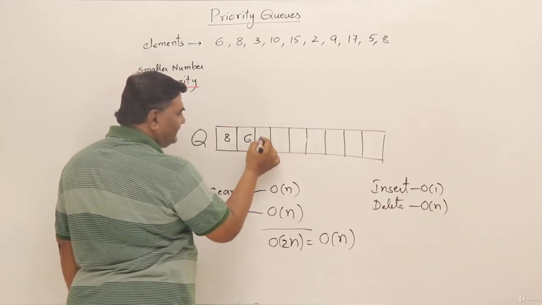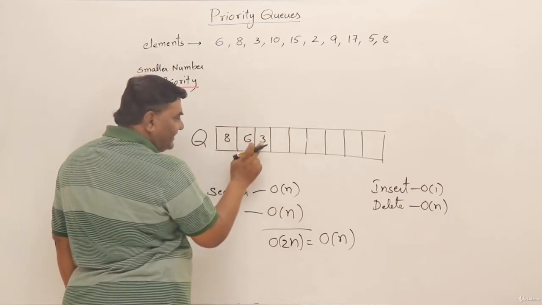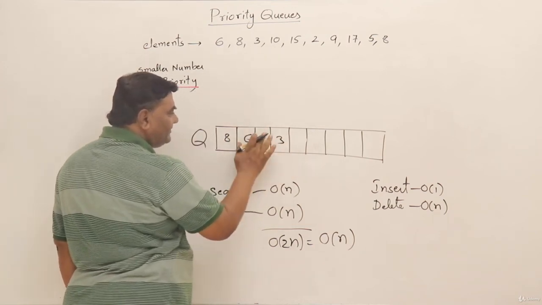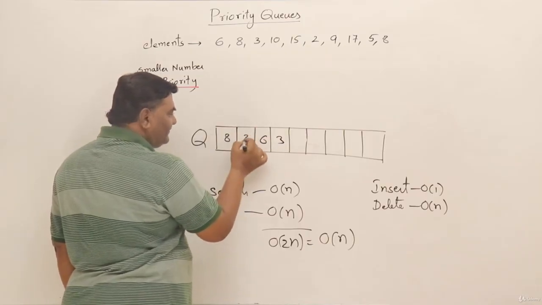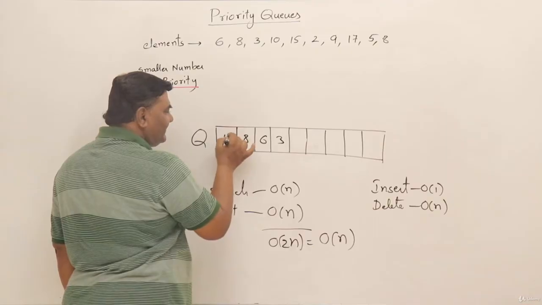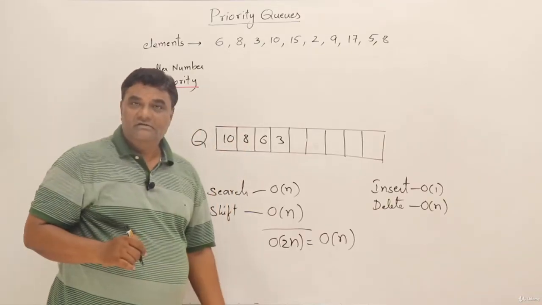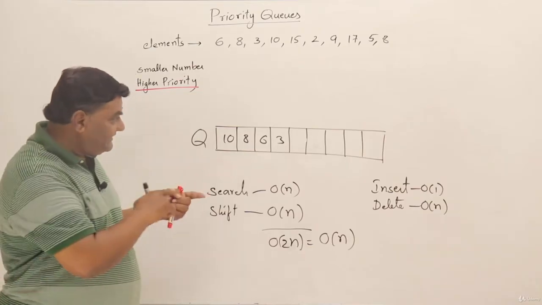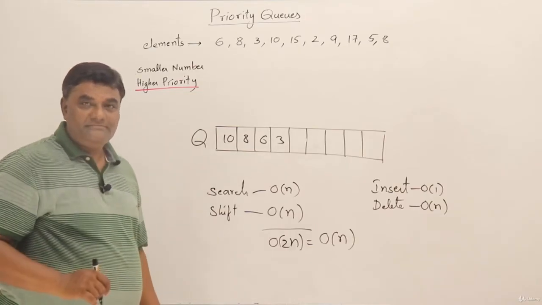Okay, 3 is smaller than 6, so insert it. 10. So 10 is greater than this one. Move 3, 6. 10 is greater than 8 also. Move it. Then insert 10 here. So I am inserting an element in the sorted order. Yes, and that is decreasing order. So insert an element in sorted order.